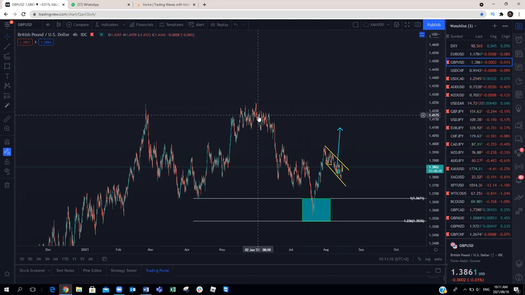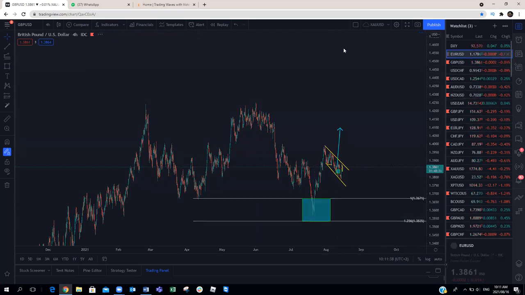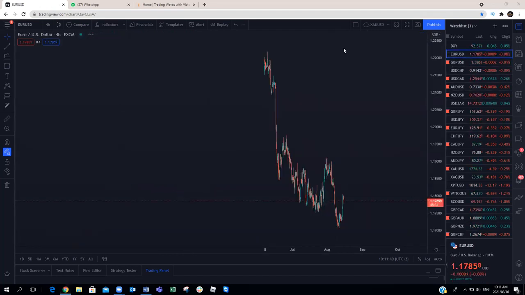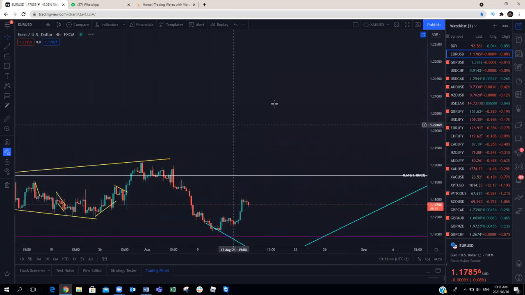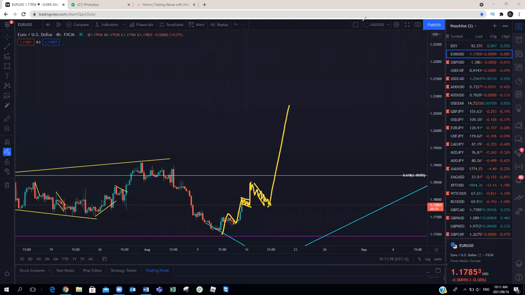Let's look at the rest here. Euro US dollar. Now, Euro US dollar, we are looking at this structure here. I am on the 4 hour. We will be looking for a similar corrective structure here on Euro. You just need to be careful with Euro because it looks like it has started the move to the upside with 5 waves. So if we push to the upside here, it will not be surprising to see Euro US dollar pull back to 50% before the move to the upside.